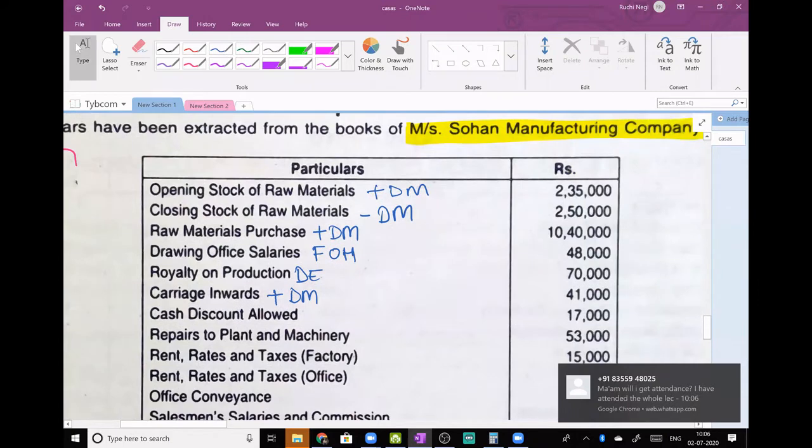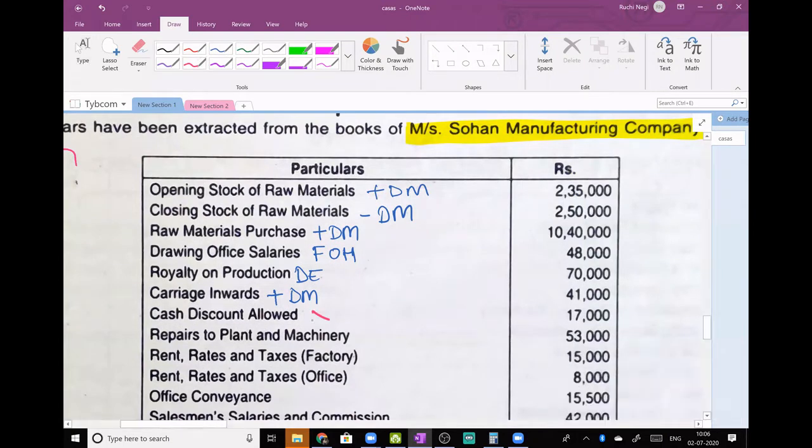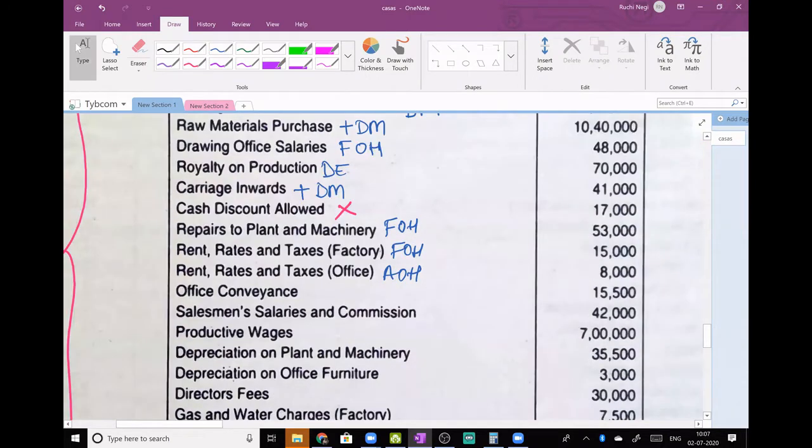Next, cash discount allowed. This item will not come in cost sheet because it's a non-cost item, which we had discussed yesterday. Then next is repairs to plant and machinery, factory overheads. Rent, rates and taxes: already it is bifurcated in the question, so factory will go to factory overheads, office will go to admin overheads. Next, office conveyance. Conveyance means traveling expense. Office conveyance is already mentioned office, so I will take it under admin overheads. Salesman salaries and commission: this is a part of my distribution activity, so selling and distribution overheads.